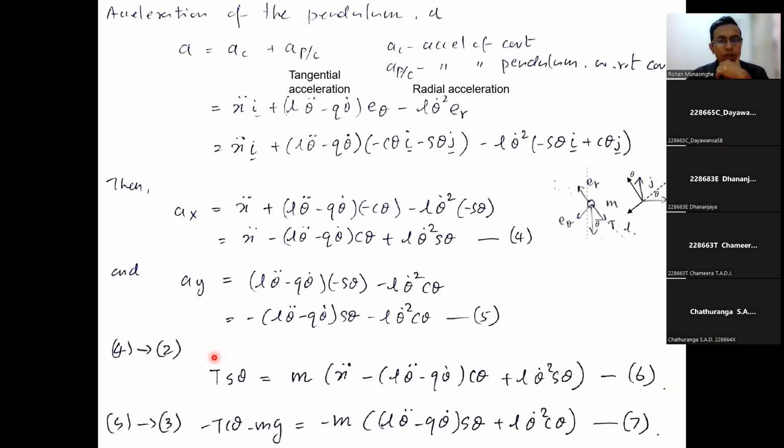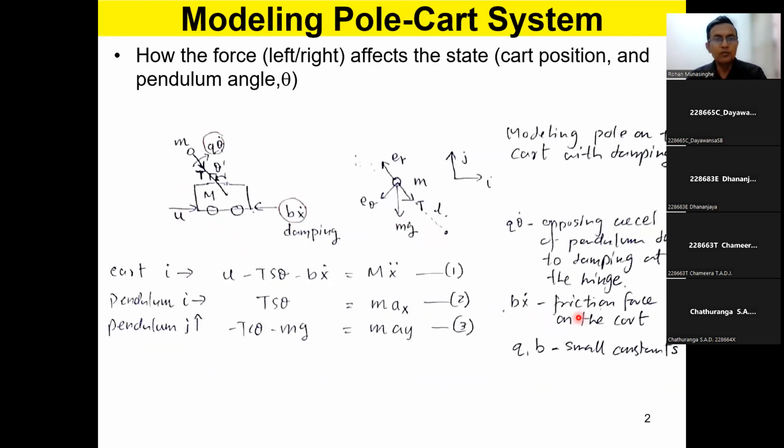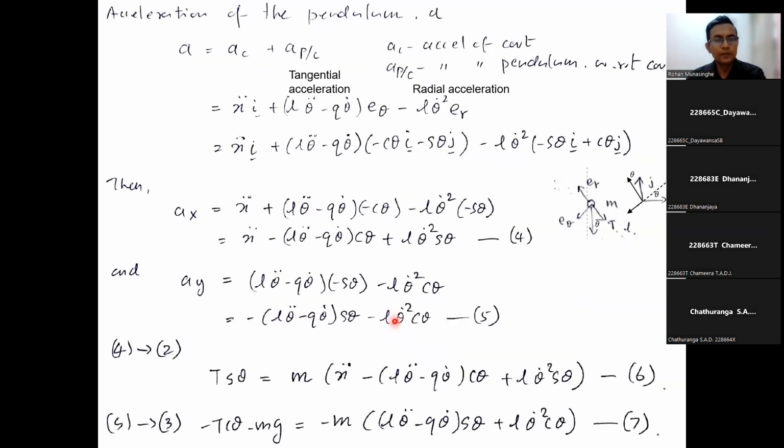Now we're going to substitute equation number 4, which is AX, onto equation number 2. So let's go back. This is the equation number 2. We have AX here. We're going to substitute for AX. When we do that, this is what we get. Just simply getting AX over here. That's it. We have equation number 6.